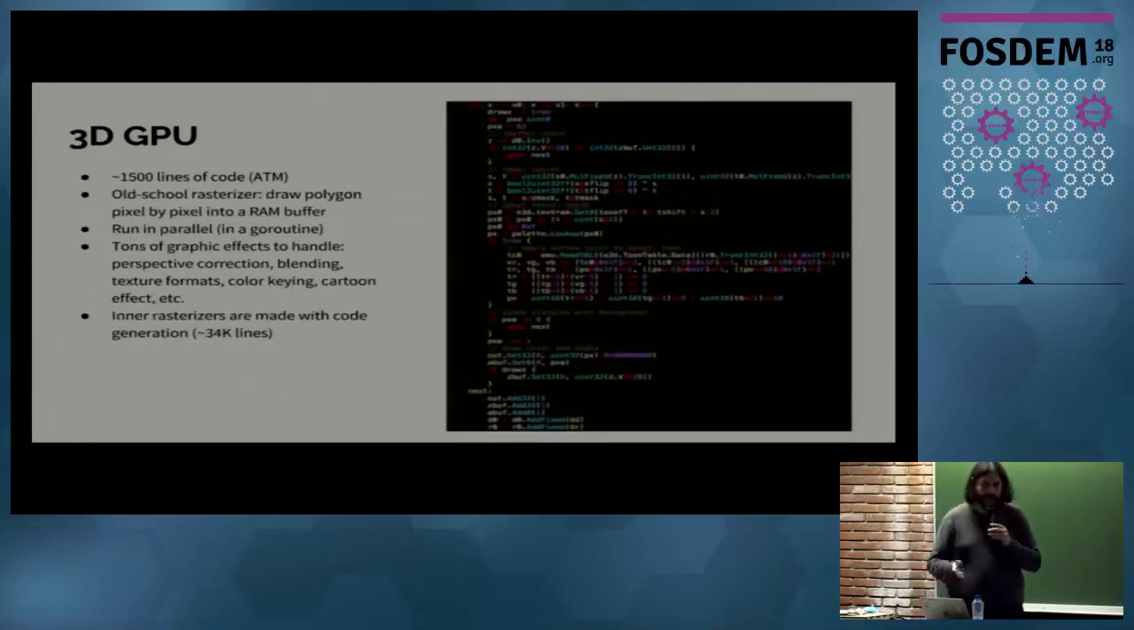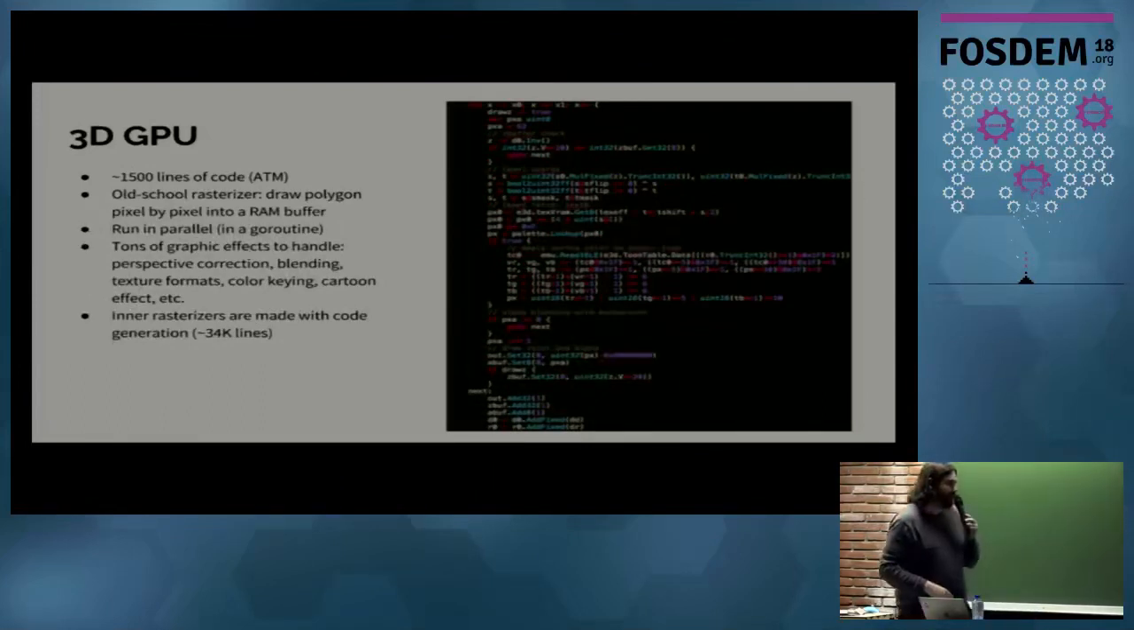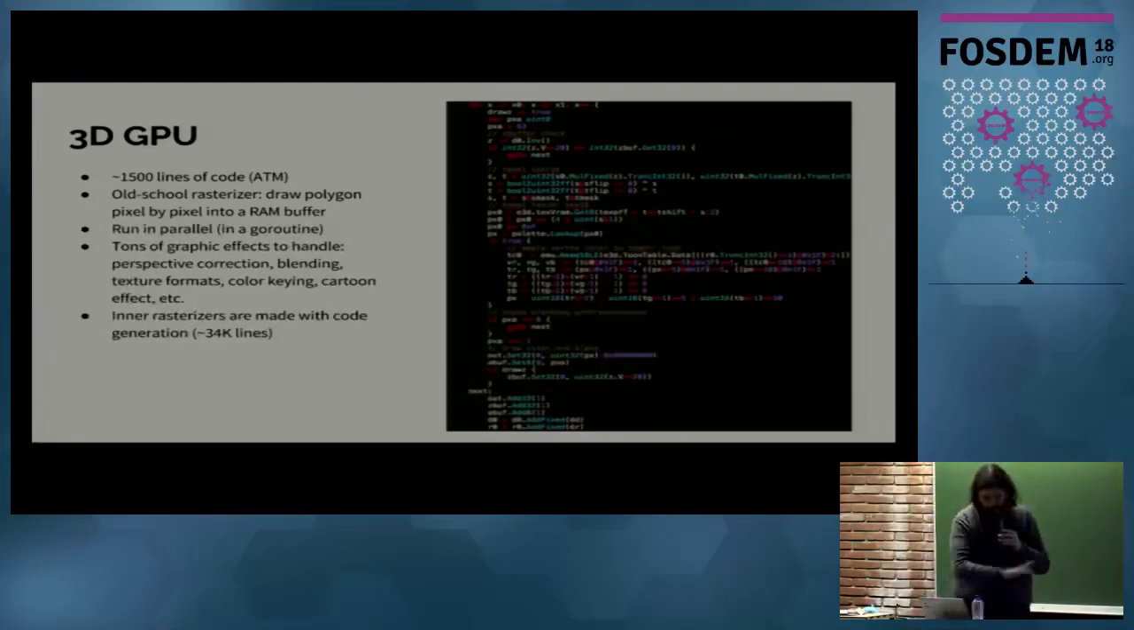And for 3D, again, it's a rasterizer from scratch. This is an example of a poly filler drawing a polygon with textures, pixel by pixel. There is a lot of duplication here, so I went for code generation for the rasterizer as well. It's about 34K lines of generated code for this.